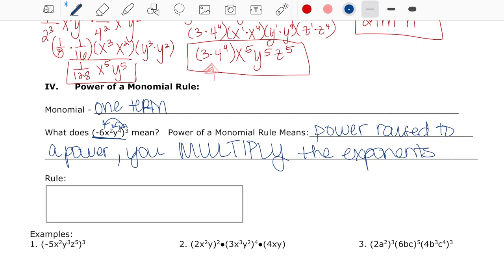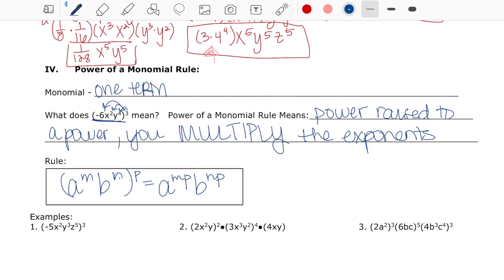So our algebraic rule right here would be a to the power of m, b to the power of n. So now we have 2 different bases with 2 different exponents, and all of this, let's say, is raised to the power of p. Well, that p is going to multiply into all of those exponents, so we get a to the power of m times p and b to the power of n times p. So it's the same idea, just with more pieces now.